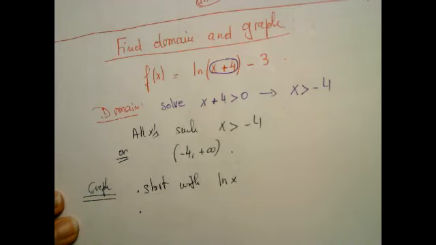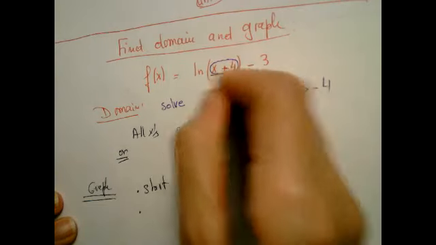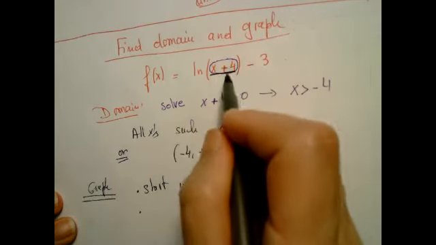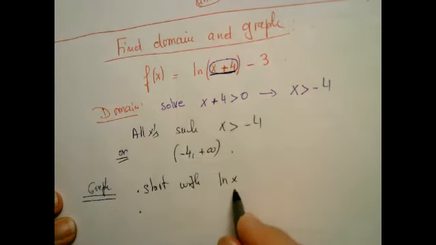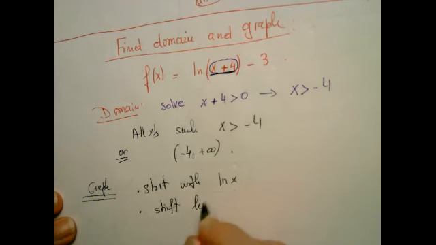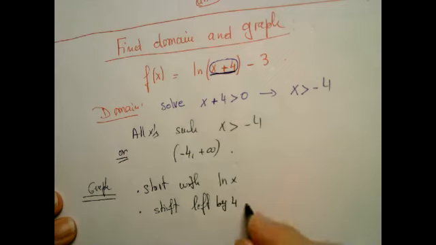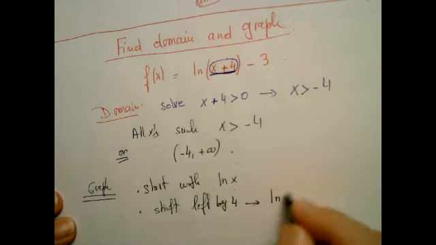No, look. Left 4, down 3. Right. First, you have x plus 4 here. It means you have to shift left by 4. So you start with ln. First, you shift left by 4. If you shift left by 4, then it means you're getting ln of x plus 4.